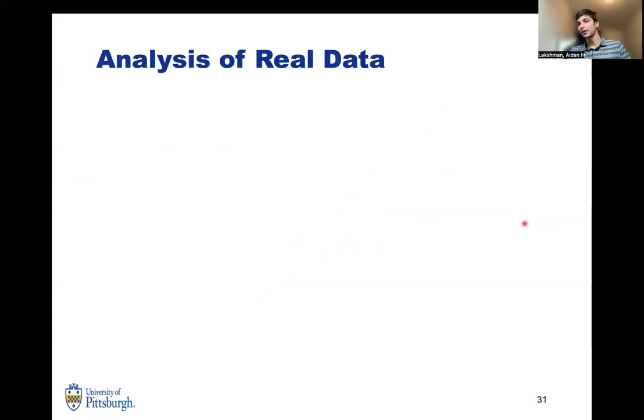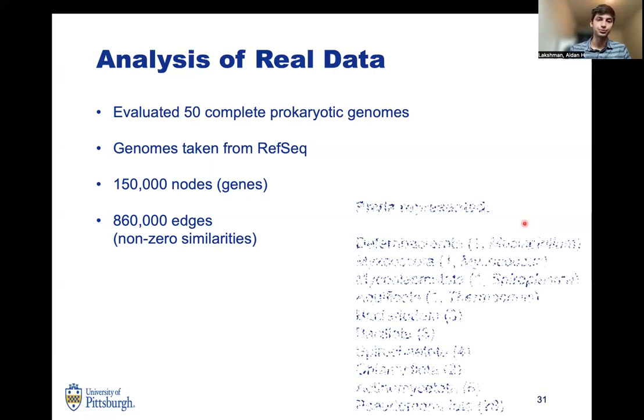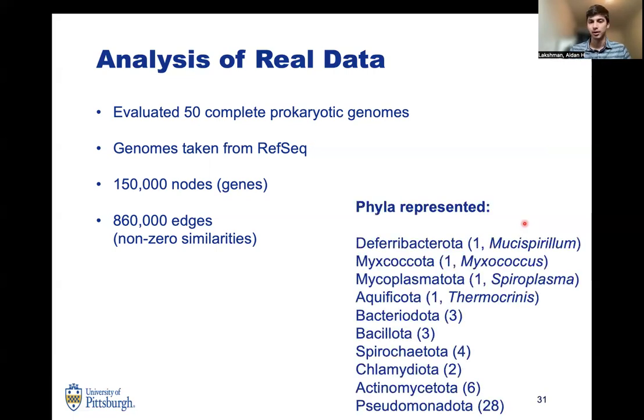So just a sanity check, we wanted to ensure that our algorithm is actually approximating the performance of the other more RAM-intensive algorithms, right? We wanted to have good runtime scaling and constant memory scaling. We've accomplished that. We also wanted to approximate the performance of other algorithms. So we took 50 prokaryotic genomes from RefSeq. This led to around 150,000 genes or nodes and around 850,000 edges. And again, these edges are non-zero similarities detected by our pairwise similarity search. If you're interested in the phyla represented, but shown here, it's a relatively diverse collection.